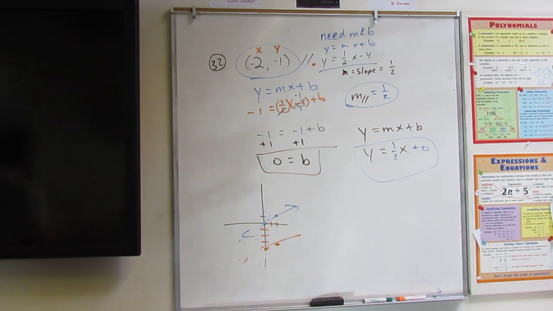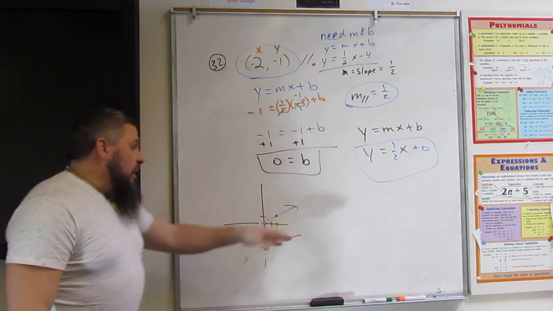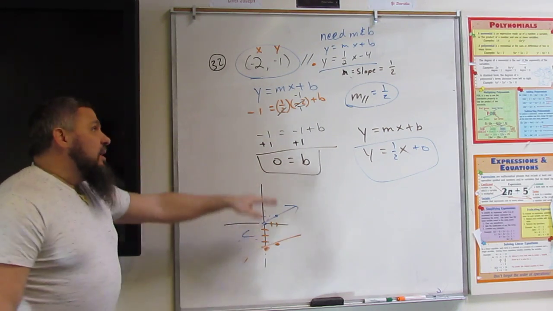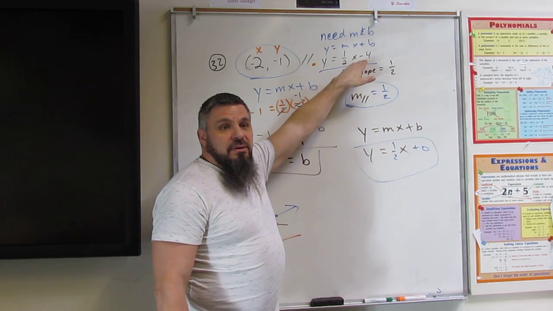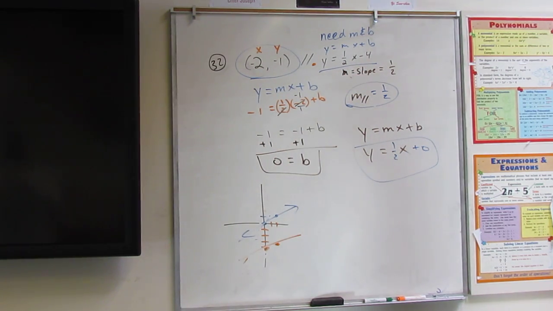One's going through the origin. That's why B is 0. The other one goes through -4, and that's why B is -4. And the easier it gets to graph this, the quicker all of this will become.